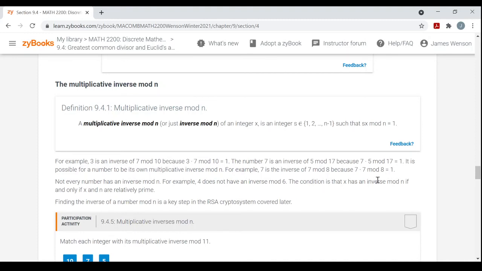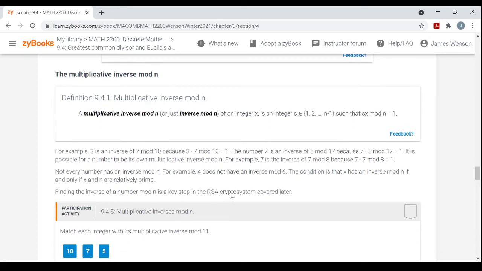In fact, the condition that ensures that you'll have an inverse is if x and n are relatively prime. All right, x has an inverse mod n if and only if x and n are relatively prime. Remember what relatively prime means. That means that if x and n, if their greatest common divisor is 1. Right? 4 and 6 have a greatest common divisor of 2. So they are not relatively prime, so 4 would not have an inverse mod 6.